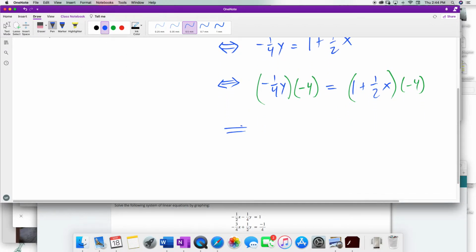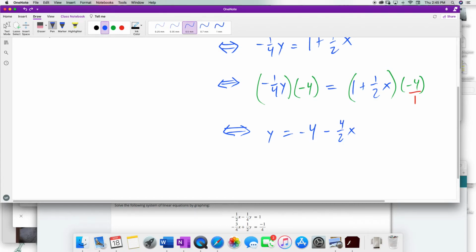So let's go ahead and deal with this. Again, like I said, negative times a negative is positive. 1/4 times 4 is 1. So this is just a 1y, which of course is the same as just y. And on the right, I can distribute this negative 4. So we get 1 times negative 4 is negative 4. And 1/2 x times negative 4, well, that's the same thing as negative 4/2 x, right? The way you can make sense of that is this is the same as negative 4/1. So we have negative 4 times 1 is negative 4. And then 1 times 2 is 2. Okay?